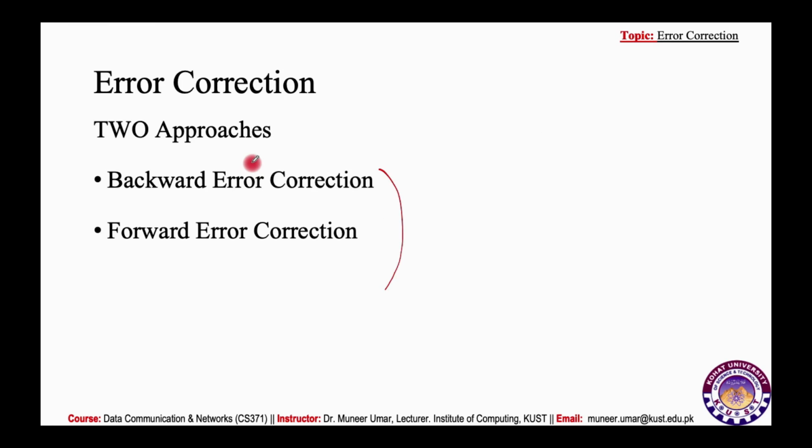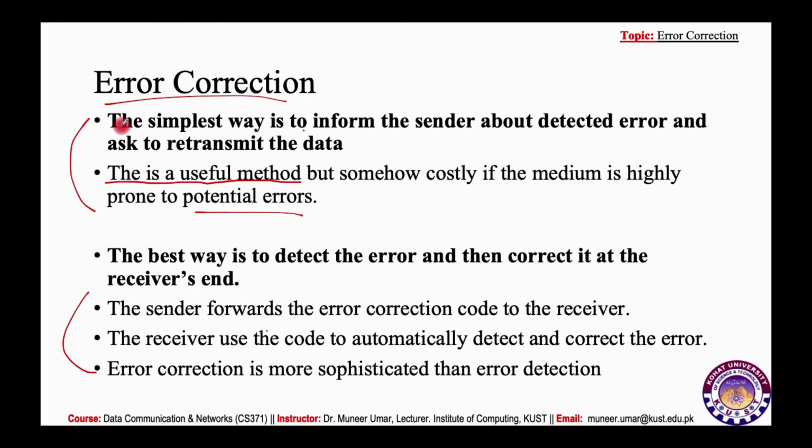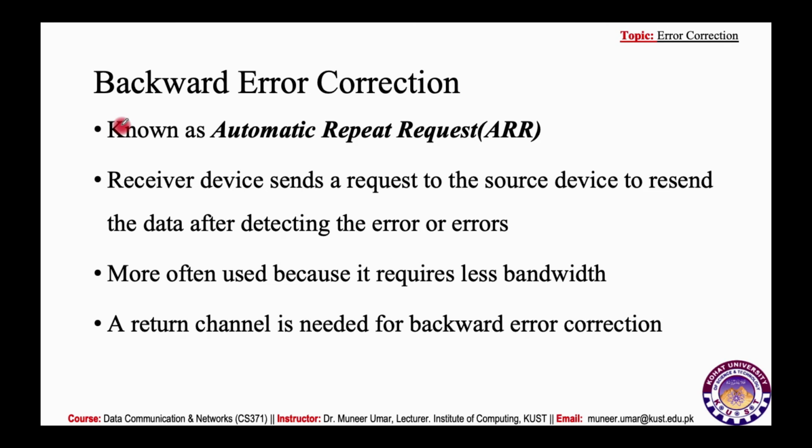Backward error correction. This is the first approach we saw here. This approach is also known as automatic repeat request, ARQ. The receiver device sends a request to the source device to resend the data after detecting the error or errors in the received data. It is more often used because it requires less bandwidth. But remember, if there are fewer chances of error, then it would require less bandwidth, but if the chances are higher, then it would require more bandwidth.